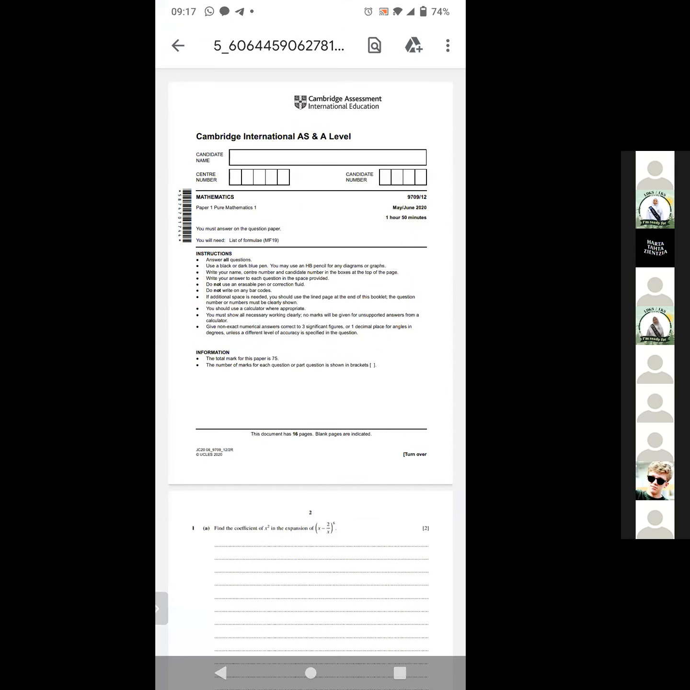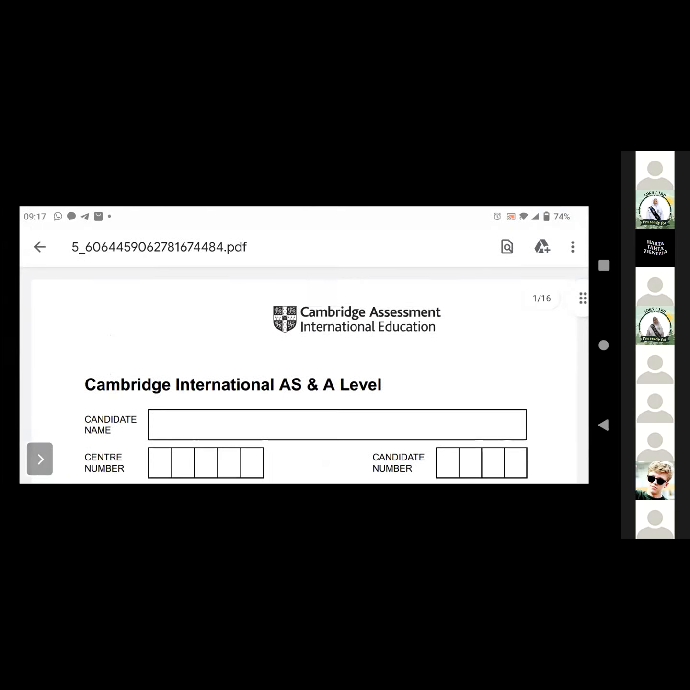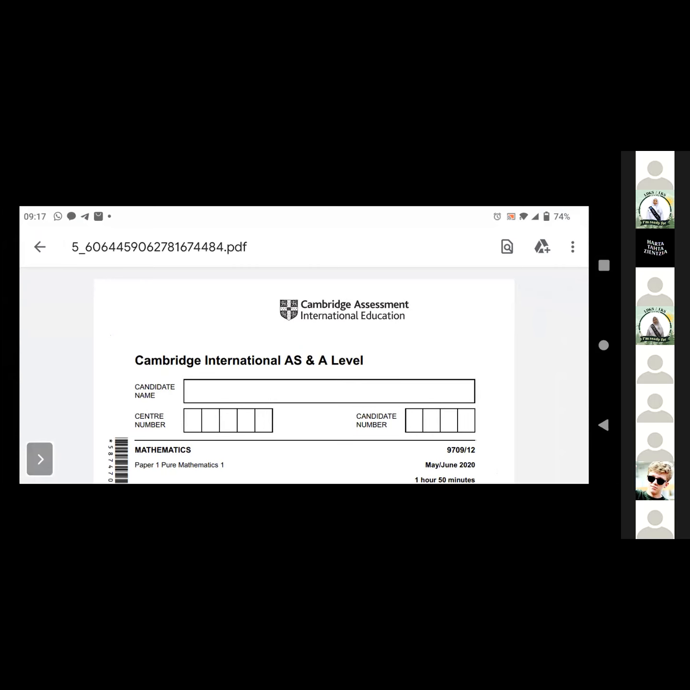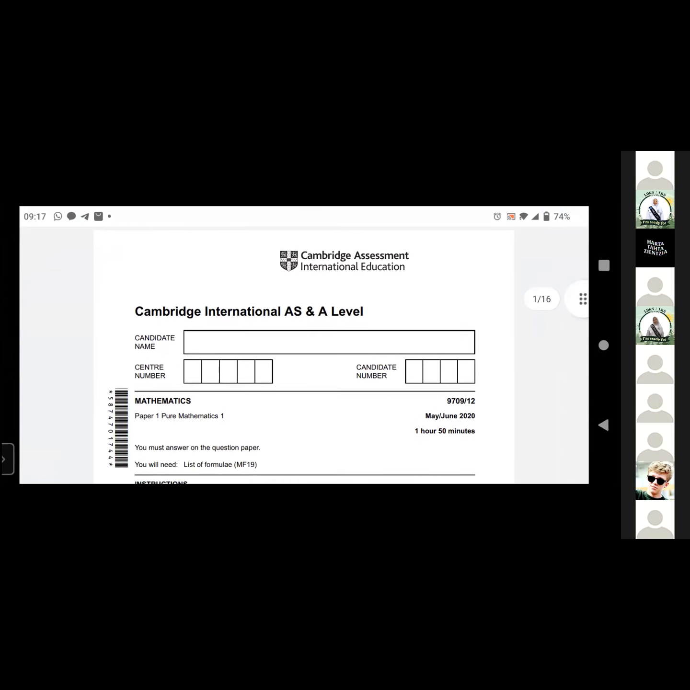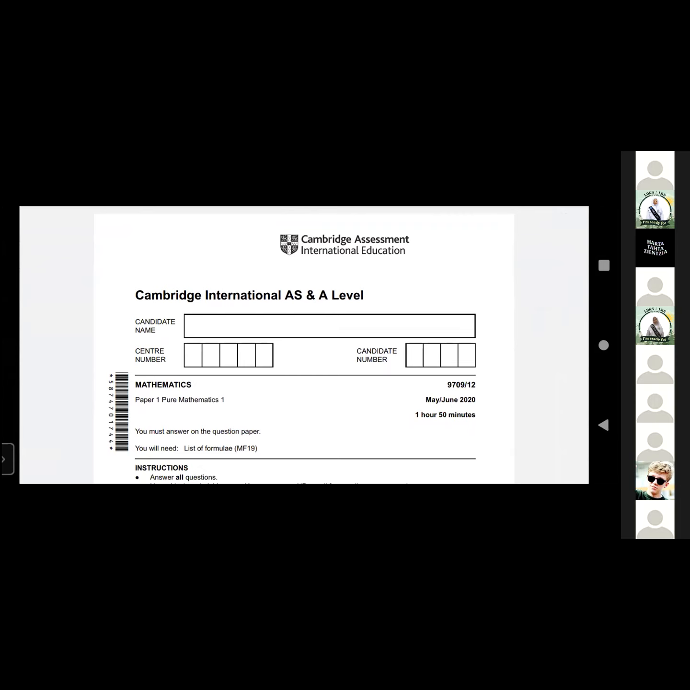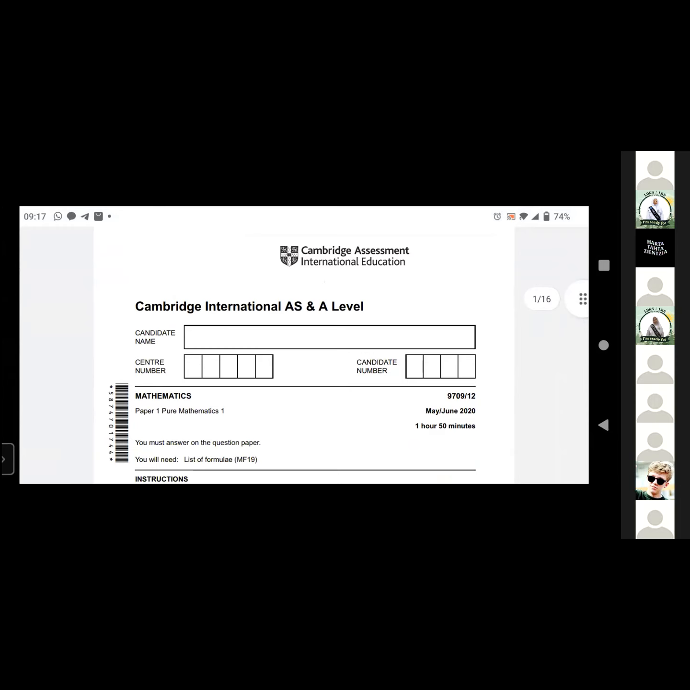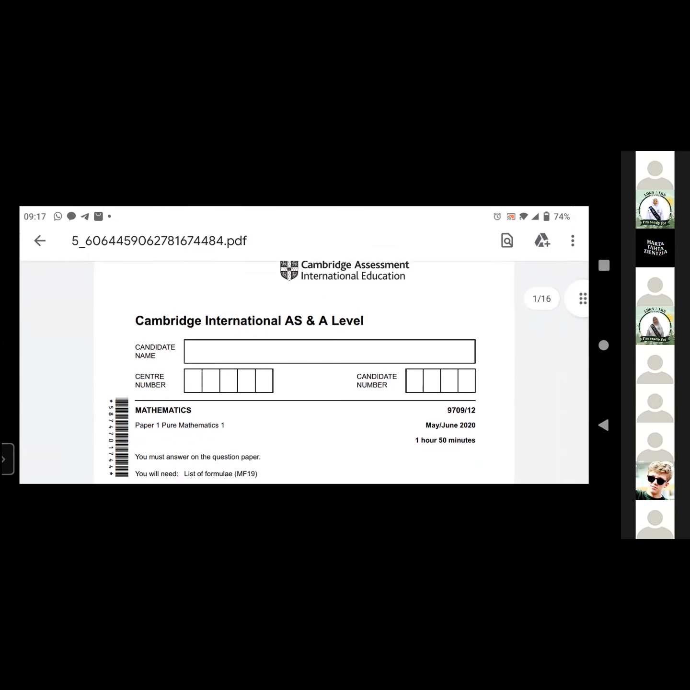Oke, so can you now see the screen? Yes, Mister. Okay, good. Now, I'll show you some examples from past papers. By the way, I'll just use this opportunity to introduce you to the paper. So your paper will look something like this.